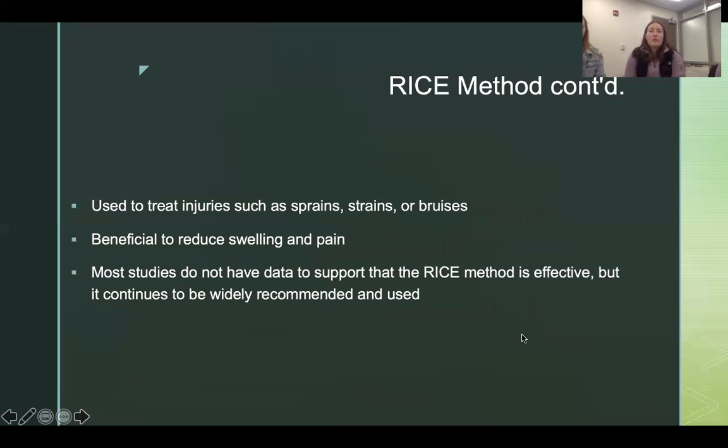So the RICE method can be used to treat injuries such as sprains, strains, or bruises. It's beneficial to reduce swelling and pain. Most studies don't have the data to support that the RICE method is actually effective. However, it continues to be widely recommended and used between multiple disciplines. It's something that most people just recommend you do, but there's no data to support that it's actually working or not working.